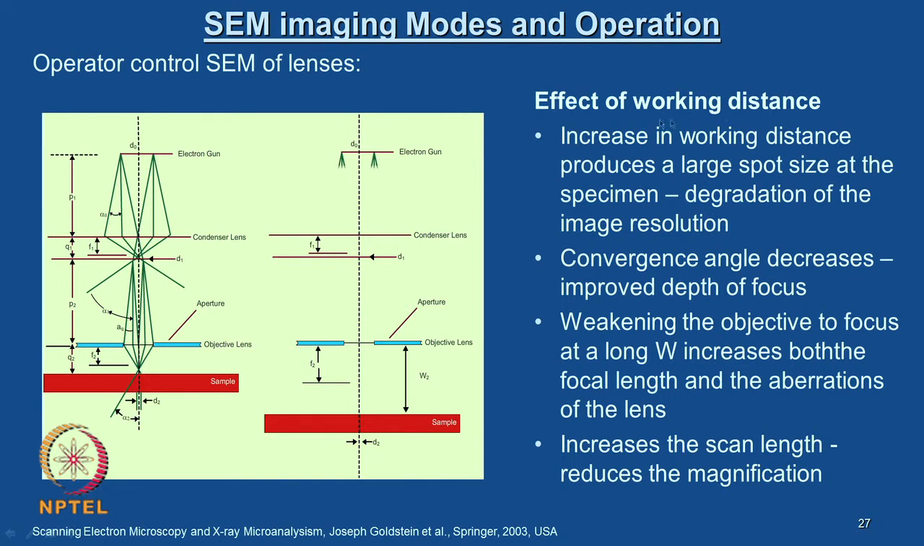So, this is again a very important parameter which an operator can control and then take an appropriate decision depending upon what information we are looking at on the specimen surface.